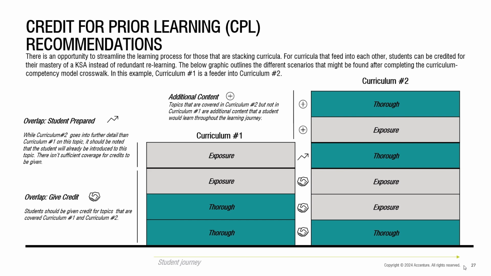Then last, we have additional content. So it's the top 2 boxes within curriculum 2 you'll see here. This is just an example of 2 topics that in theory would be additional content. So content that's not covered within curriculum 1, but is introduced within curriculum 2.